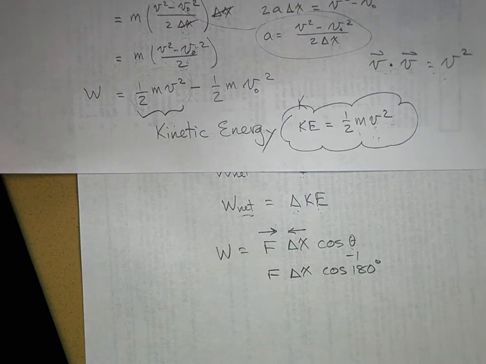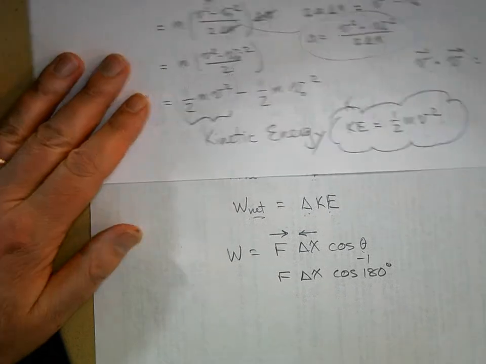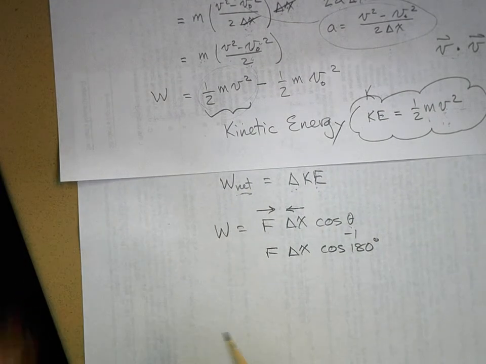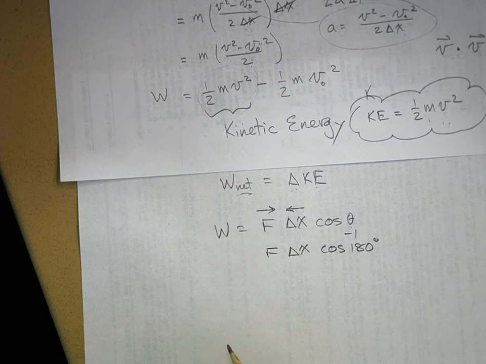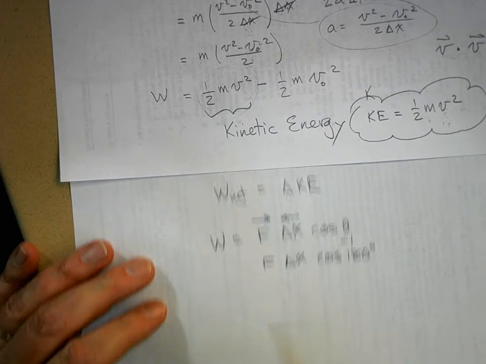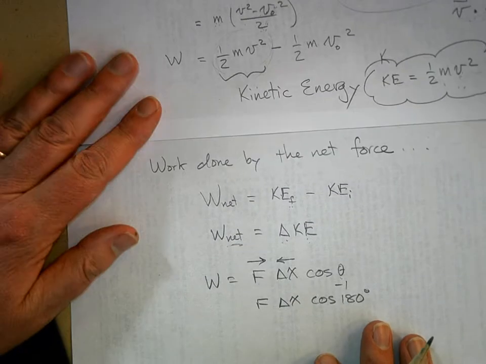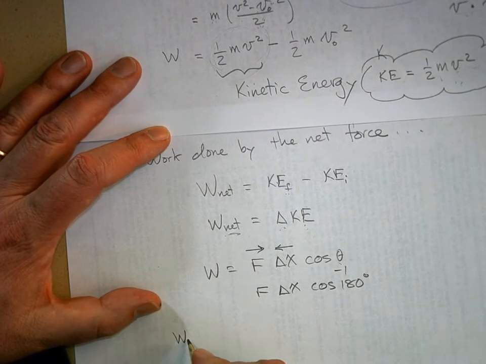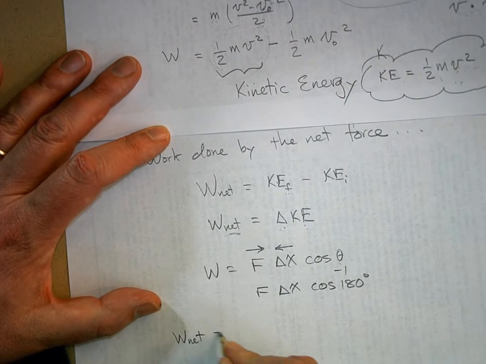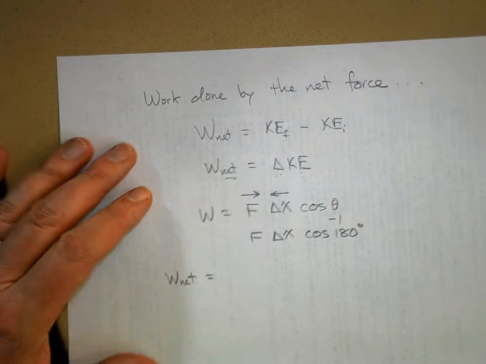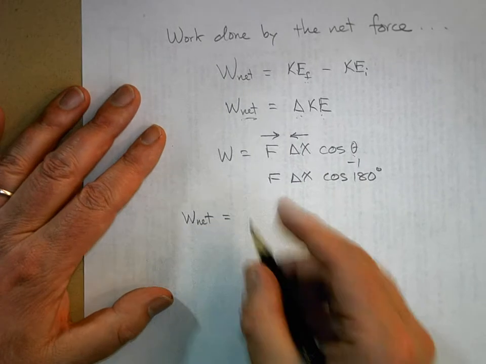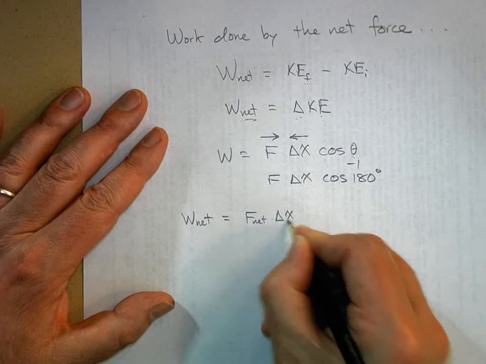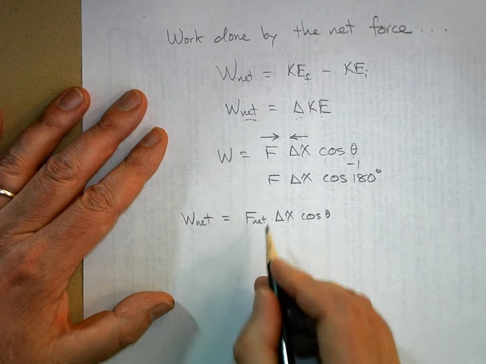so that's kind of it right here. That's all I'm going to lecture on today. We have some problems to practice with, but let's just summarize that. We have the work done by the net force. I'll just make a little equation list here. The work done by the net force is equal to the net force times the displacement times the cosine of the angle between the force and the displacement.